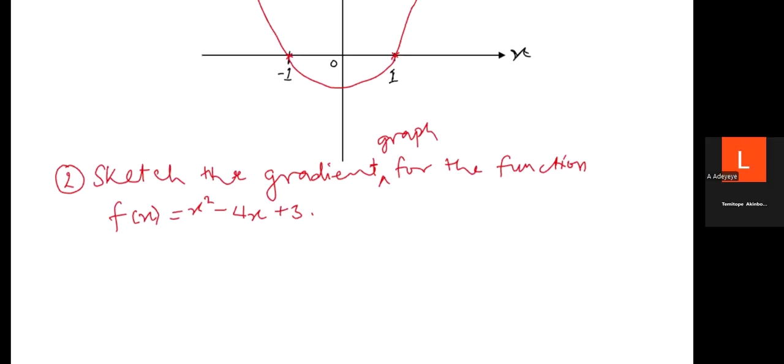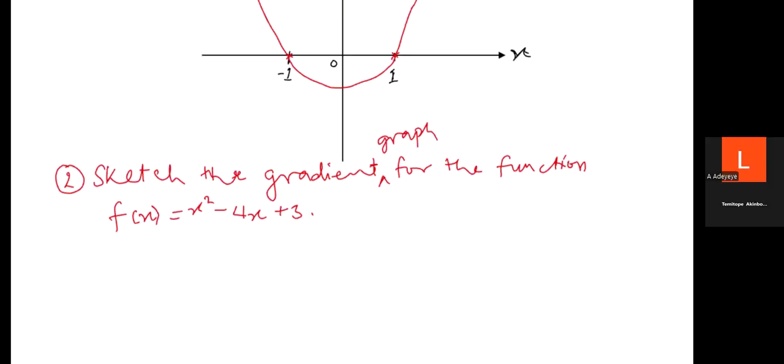So what I got is, when x is less than 2, it's positive, and when x is greater than 2, it's positive as well. So the turning point is above the x-axis; it doesn't intersect the x-axis.